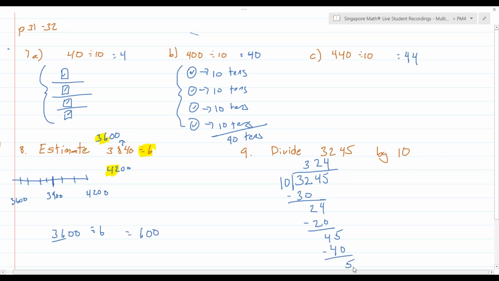Subtract and get 5. I have nothing else to bring down, and so my answer is going to be 324 remainder 5. And remember that not every problem goes in evenly, and so sometimes we have a remainder as part of our answer.